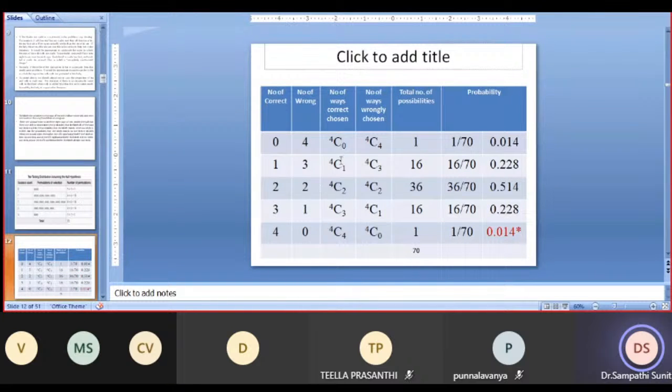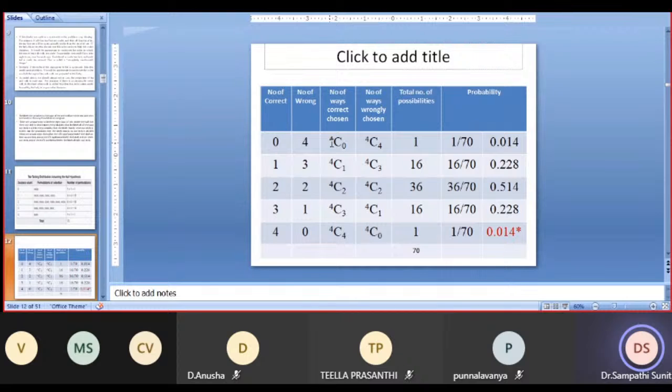There are zero correct and four wrong. Yes, sir, I understood that. So how many possible combinations? Totally, first method, four cups are there, and second cup, four methods are there. So zero correct means all are wrong. Four that I'm dividing it.